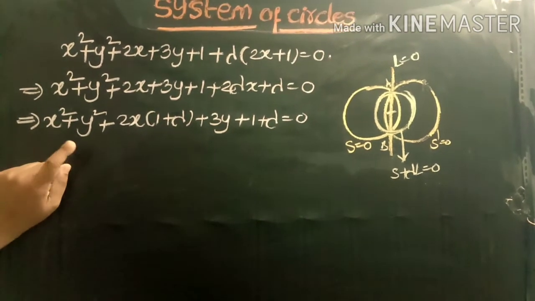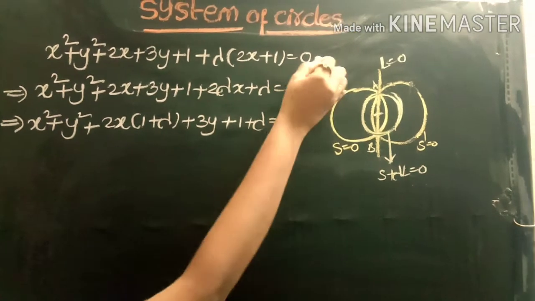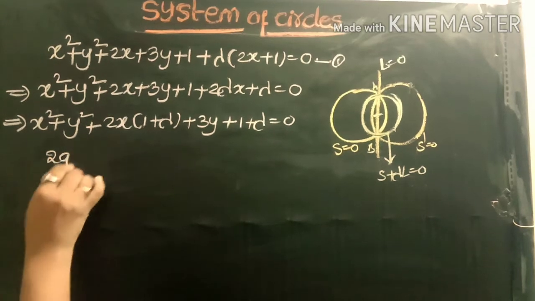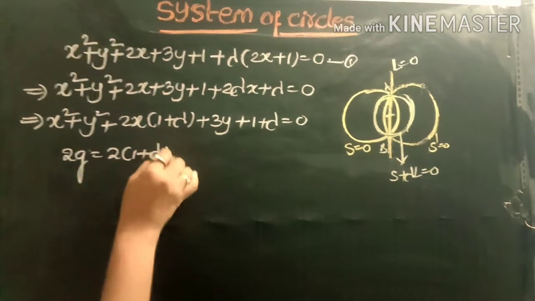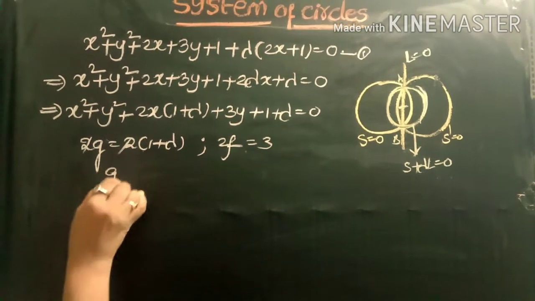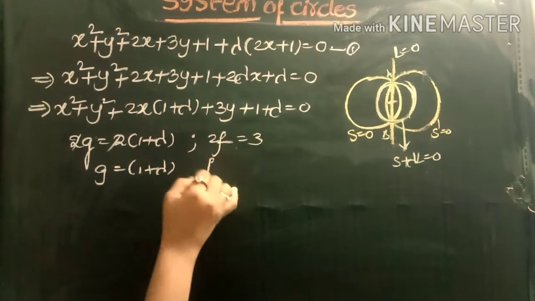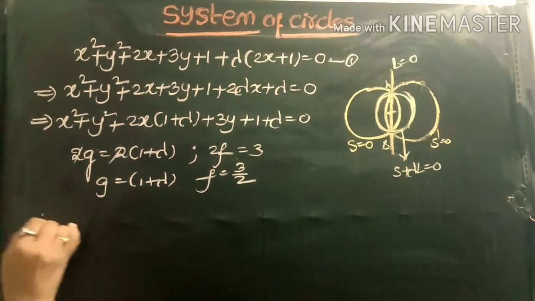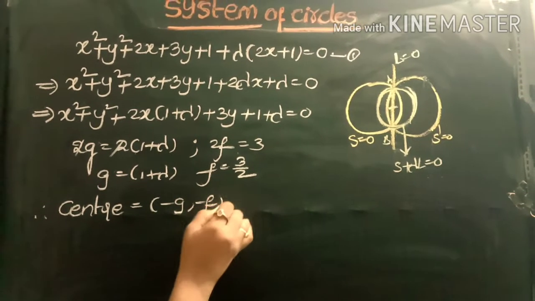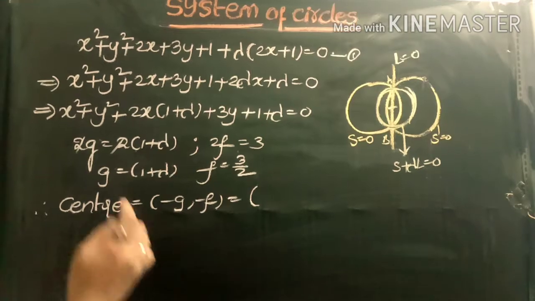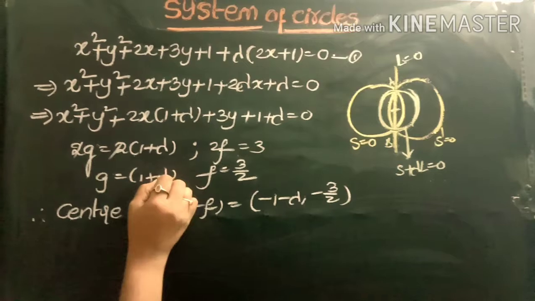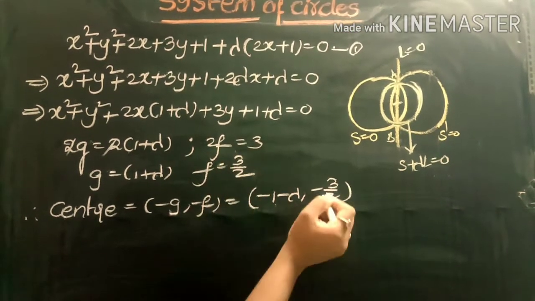Now we find the center of this equation. First we take this equation as equation 1. Next we find the center. Here clearly 2g equals 2 into 1 plus lambda, and 2f equals 3, the x coefficient and y coefficient. That is, g equals 1 plus lambda and f equals 3 by 2. Therefore the center of this circle is minus g comma minus f, which means minus of 1 plus lambda, that is minus 1 minus lambda, and minus f, that is minus 3 by 2.